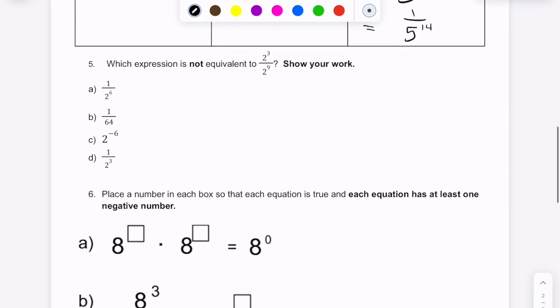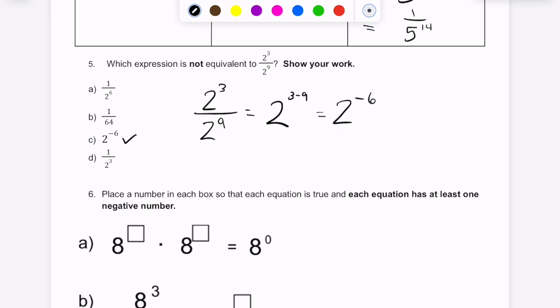Cool. Okay. Which expression is not equivalent to 2 to the 3rd power divided by 2 to the 9th power? Show your work. Okay, so 2 to the 3rd divided by 2 to the 9th, we're dividing powers with the same base, so we keep the base and we subtract the exponents. 3 minus 9 is negative 6. So this is equivalent to 2 to the negative 6th power. 2 to the negative 6th power means 1 divided by 2 to the positive 6th power, so that is equivalent to A here.